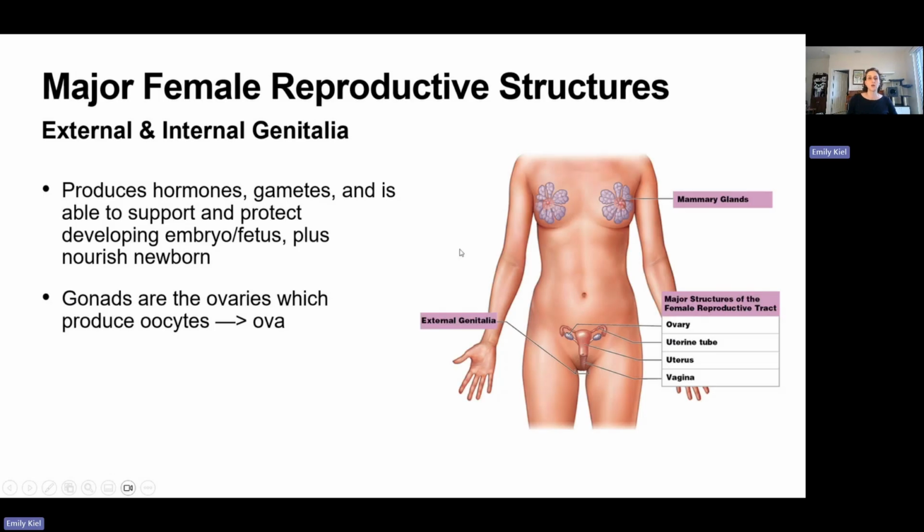And the gonads are ovaries, which are going to produce oocytes or ova. I've heard it pronounced a couple of different ways, but oocytes is what I've always gone with. And so ova are the eggs, another word for those eggs.